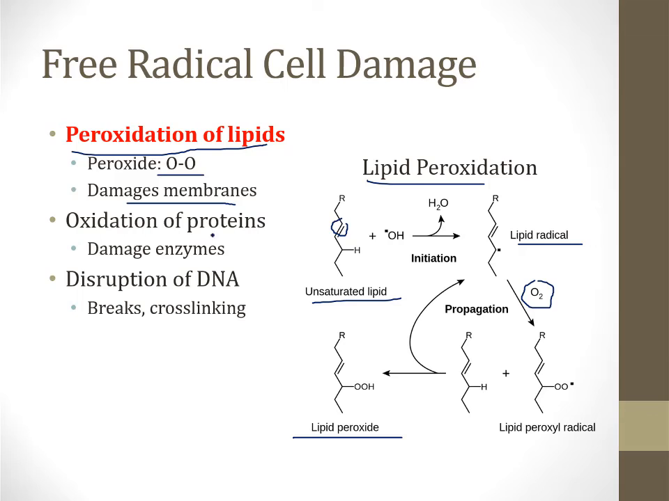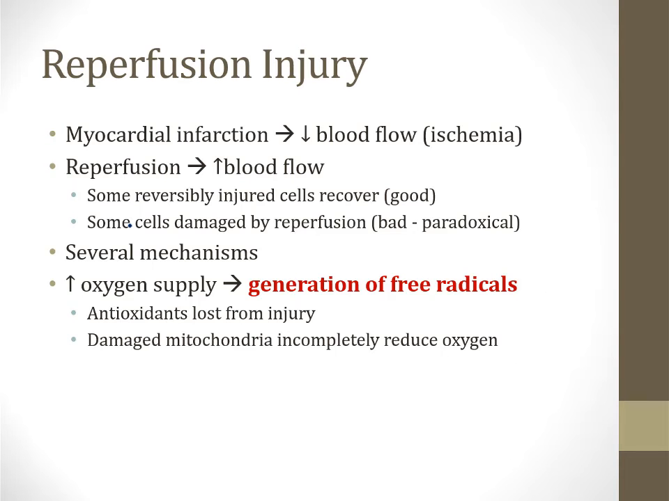In addition, free radicals can oxidize proteins, and this damages important enzymes inside the cell, and they can also disrupt DNA. They can cause breaks in DNA and cross-linking, and all of these things are how high levels of free radicals are damaging to our cells. So now I'll finish this video with a couple of clinical examples of free radical induced injury. And the first one we'll talk about is called reperfusion injury.